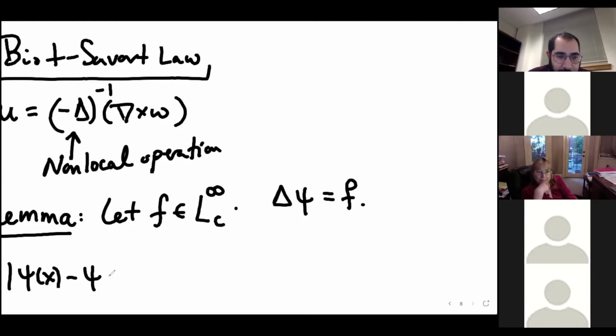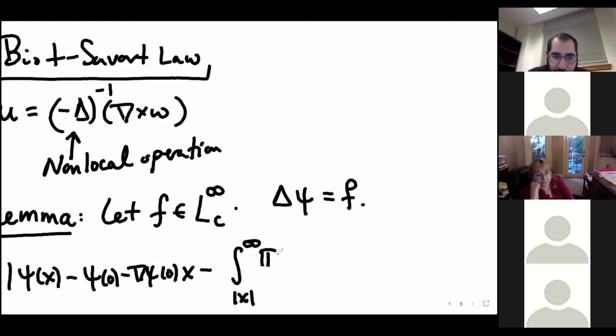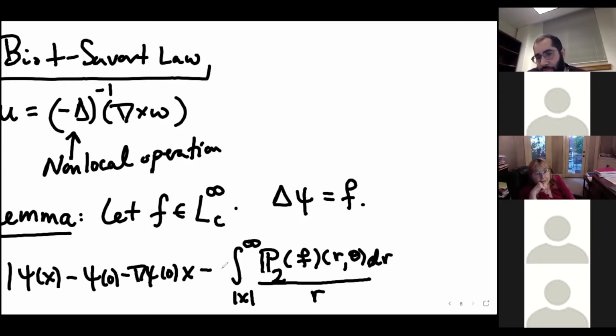So psi of x minus psi of 0 minus gradient psi of 0 dot x. And now we want to subtract a correction so that the remainder is order x squared. So you subtract the integral from x to infinity of the projection to the second Fourier shell in spherical harmonics. If you think in 2D, it's just the projection to the sine of 2 theta, cosine of 2 theta modes of f. And then you get this kind of simple looking integral. This is the main term, and the remainder is less than or equal to a constant times x squared.